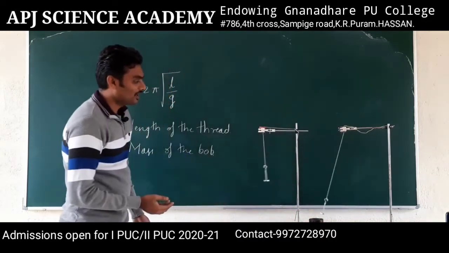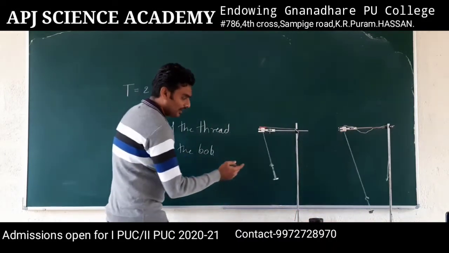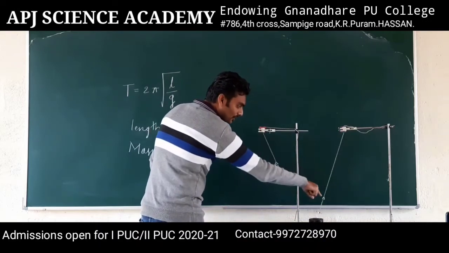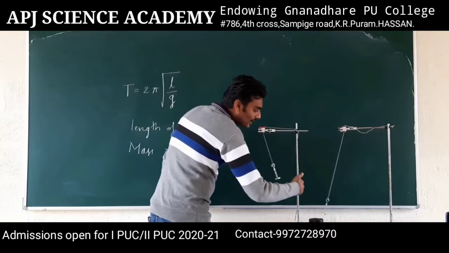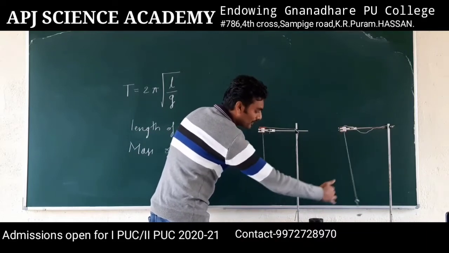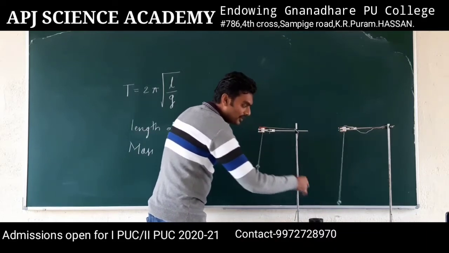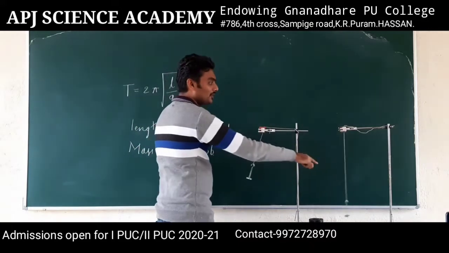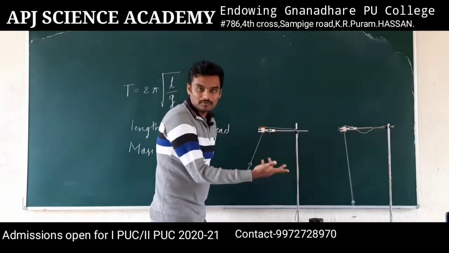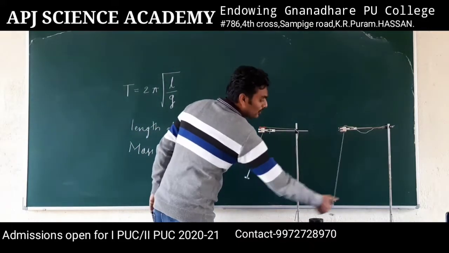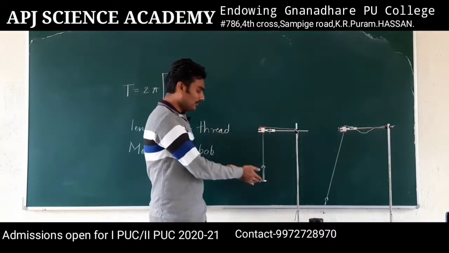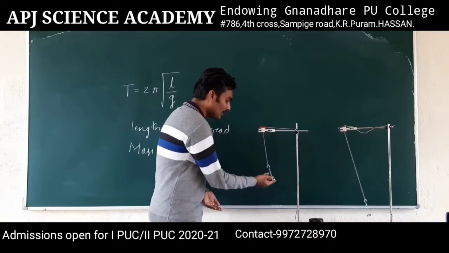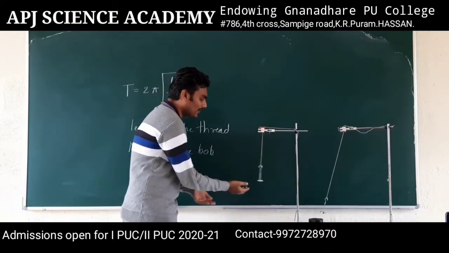Now observe carefully. Look at this. This pendulum of the lengthier thread is oscillating slowly, isn't it? Which means the time period for this is more. It is taking more time for one oscillation. Clear? Now come to this. Look at this. This is taking very less time, right?